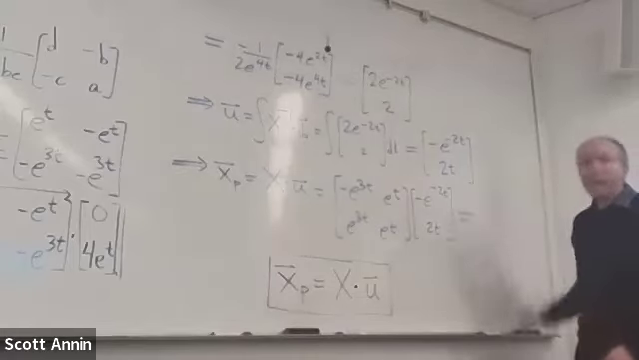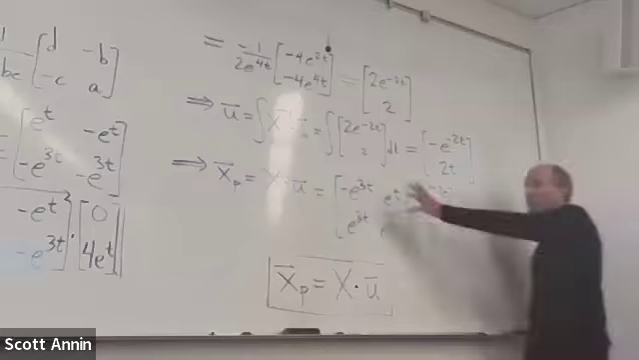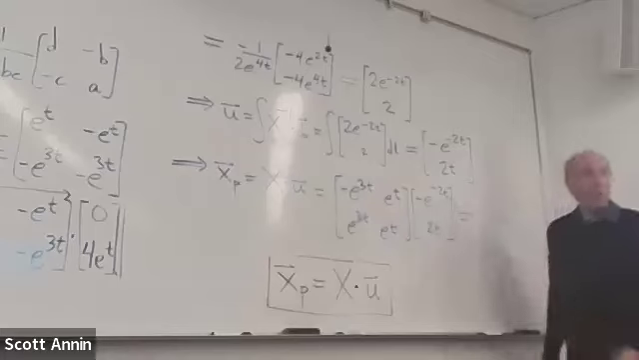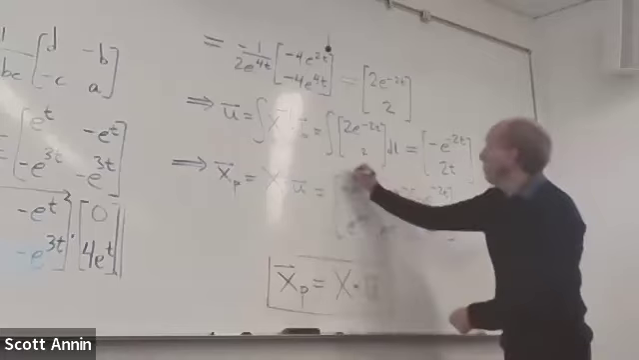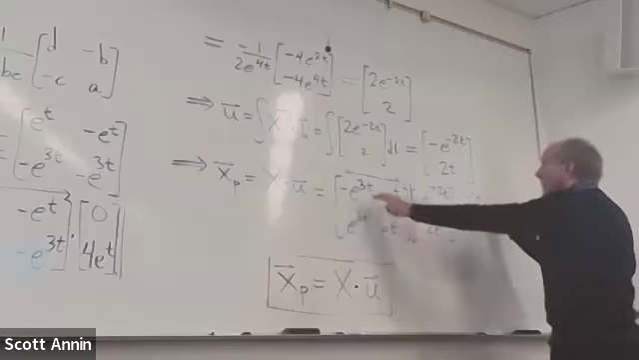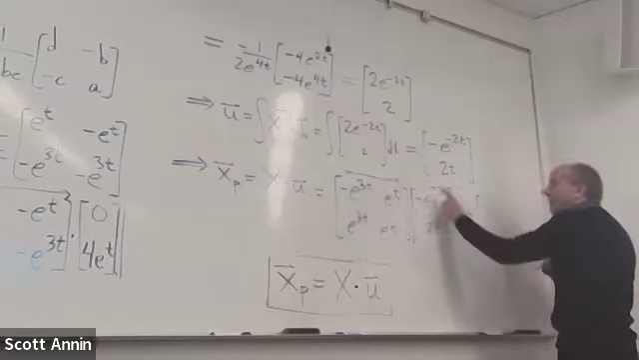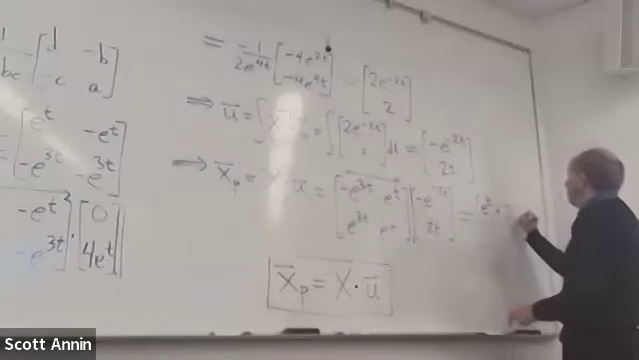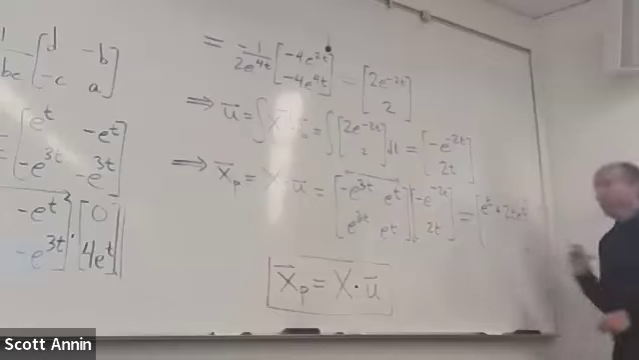And I just have to do this calculation now. I have to multiply this 2 by 2 matrix by this 2 by 1 column. Okay, so I go across the rows here, down the column of this guy. Let's just get the answer here. We're going to get e to the 3t times e to the -2t is actually just e to the t. And then plus 2t e to the t.